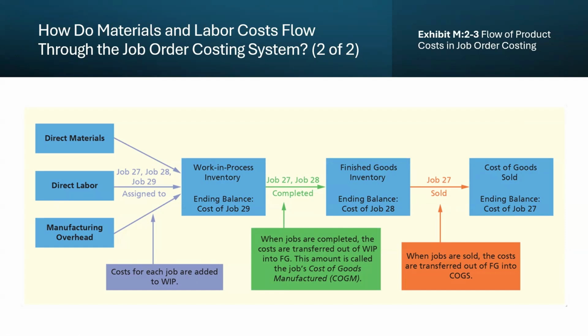And you see that job 29 is still in progress, and so it remains in WIP, the work in process inventory. Job 28 is finished, but it's not yet delivered. But we see that job 27 is finished and it is delivered to the customer.